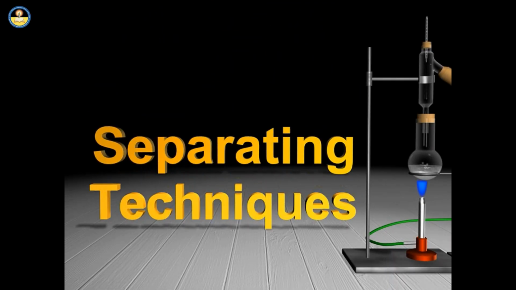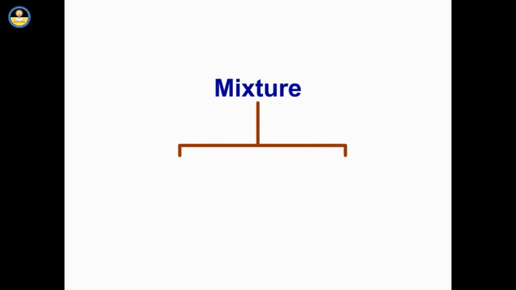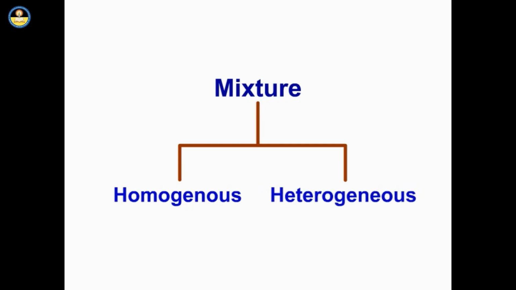Separating techniques. Matter exists in form of mixtures. A mixture is made by mixing of two or more pure substances. There are two types of mixtures, homogeneous and heterogeneous. We can separate the two mixtures by different physical processes.